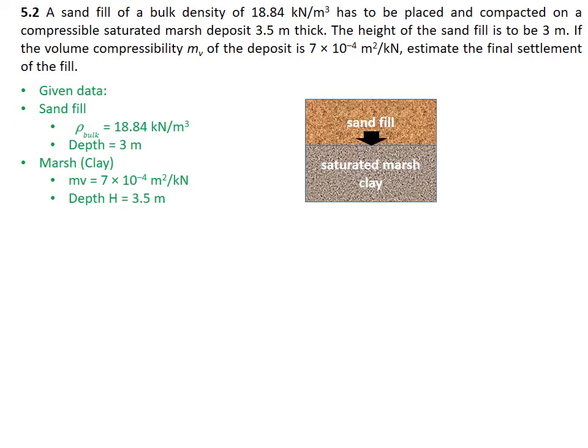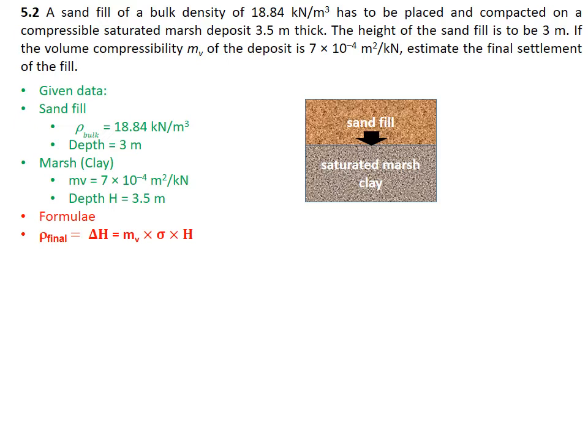So the formula is required for finding the settlement. If MV is given, we have rho final or delta H equals to MV into sigma into H. So it's a pretty straightforward problem. We know the value of MV. We also know the value of H, which is 3.5. Now the question is sigma.